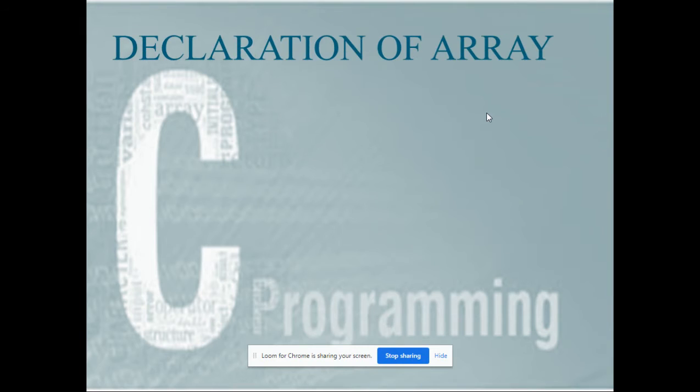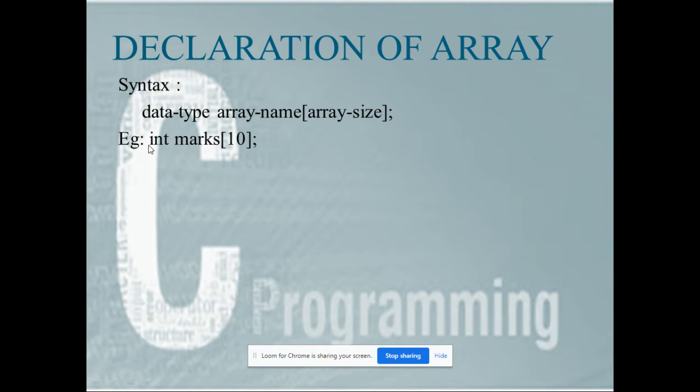So next thing, how to declare an array. What is the declaration syntax? First, you have to mention your data type, that is either integer or character. Since it is going to take only a single data type, you have to mention the data type here, then the name of the array which you are going to give, and you have to mention the size of the array. See this example: I'm going to give an integer array to store 10 student marks. So I have given the name of the array as marks and the array size as 10.